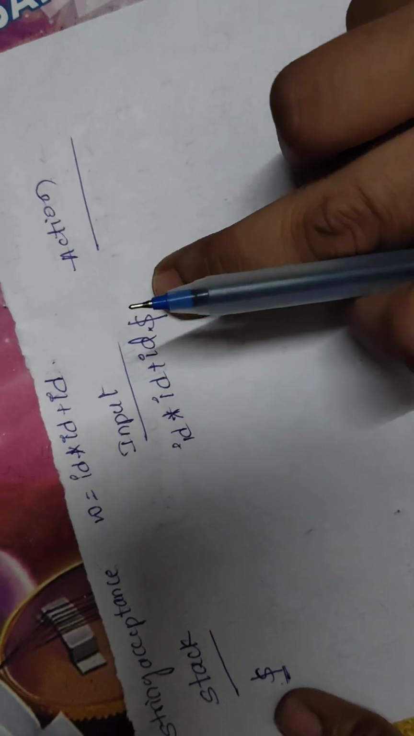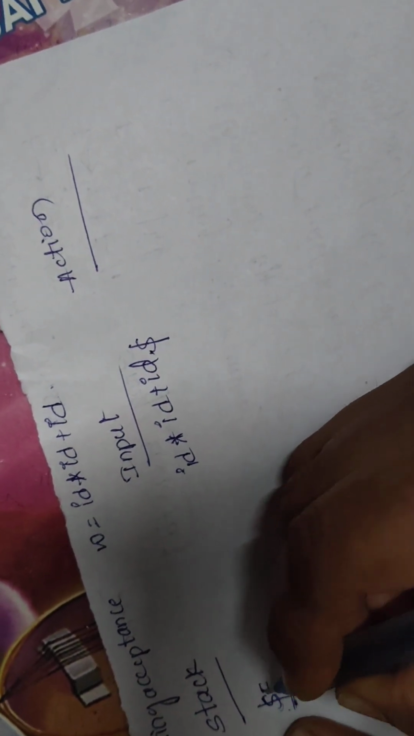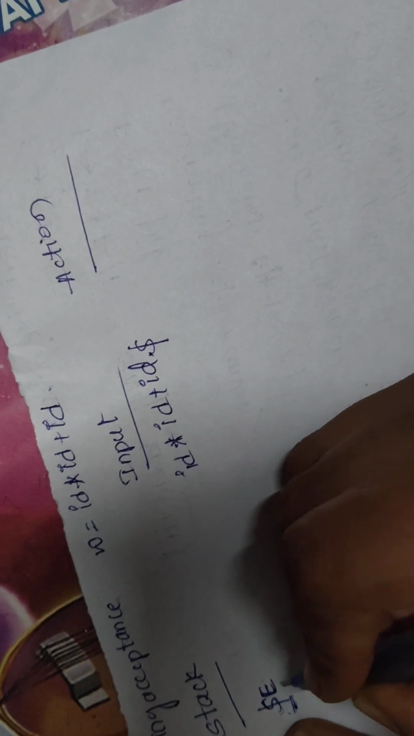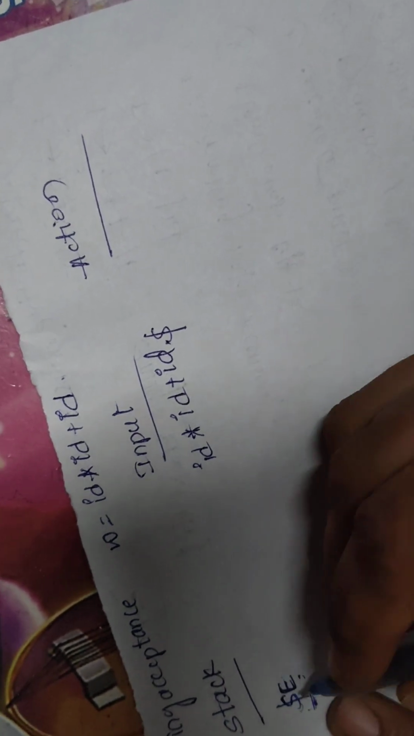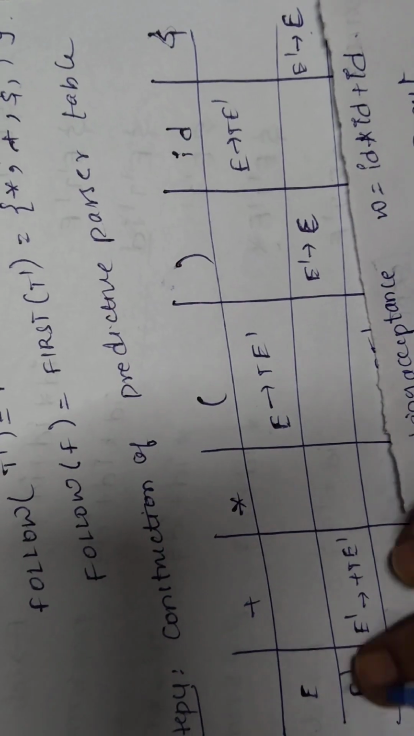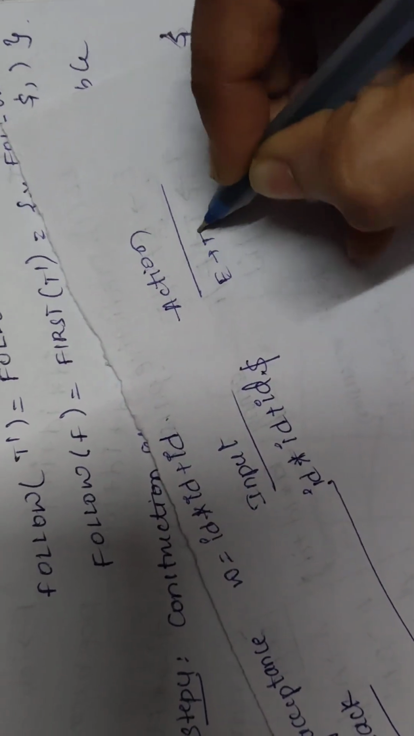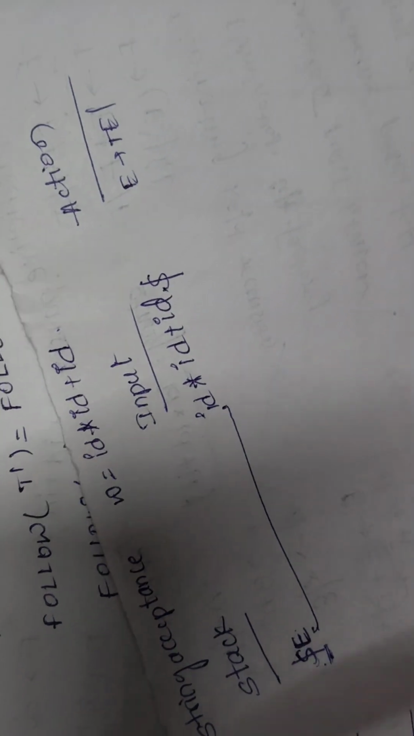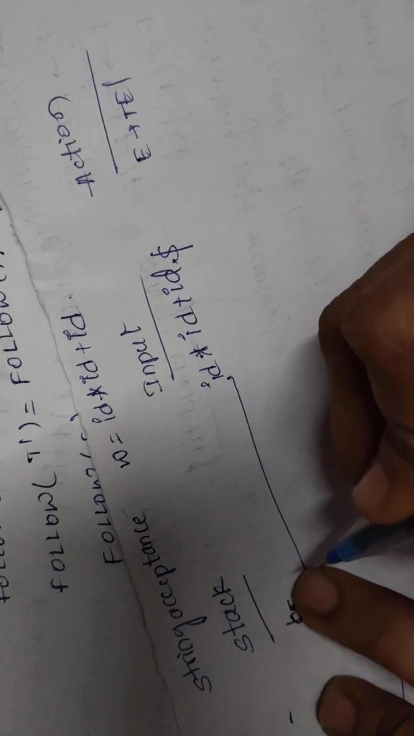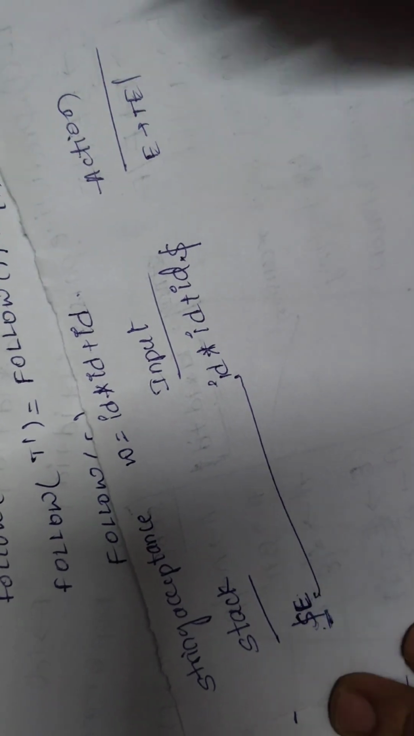Next, let's see string acceptance. So in this way, you need to represent. So in stack, input and action. In stack, the first symbol should be dollar. In input, the last symbol should be dollar. So after the dollar, you need to write the starting element of the grammar. Whatever the starting element, E is the starting element. So E and id. Go to the table and check E and id.